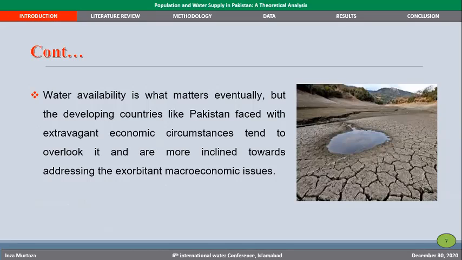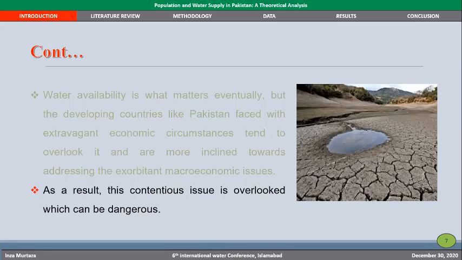Water availability is what matters eventually, but developing countries like Pakistan, faced with extravagant economic circumstances, tend to overlook it and are more inclined towards addressing exorbitant macroeconomic issues. As a result, this contentious issue is overlooked, which can be dangerous.